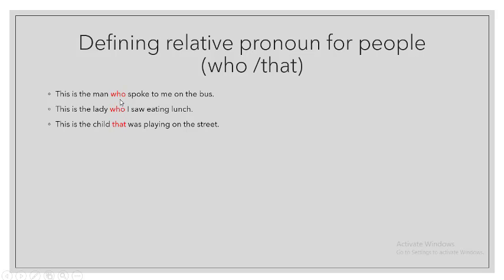And you see, here in this clause, who spoke to me on the bus, this is called a defining relative clause. But who only is called the defining relative pronoun. Like here in the second example, where is the defining relative pronoun? Yes, who is the defining relative pronoun. And where is the defining relative clause? Yes, it's who I saw eating lunch. Great!